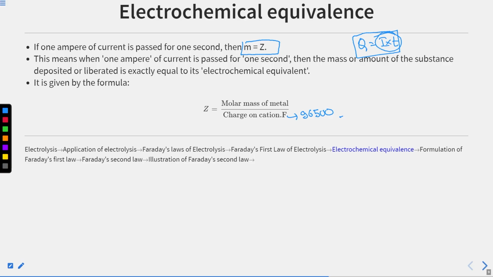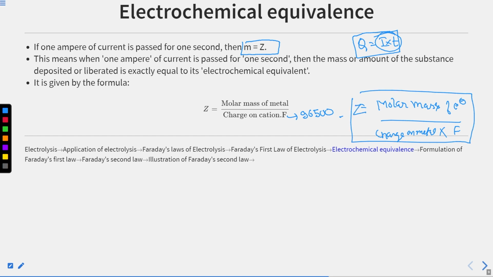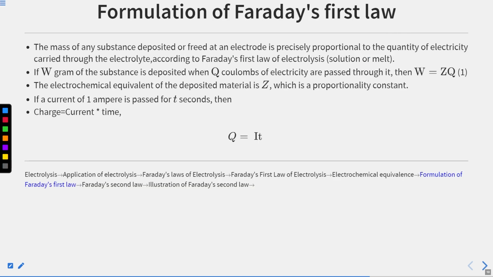So this is our formula. If you want, I will write it in a clearer manner: molar mass divided by charge on the metal ion multiplied by Faraday. So this is our formula for Z. Okay, is this clear? Yes. Now we'll see the formulation of it, how we have formulated it.